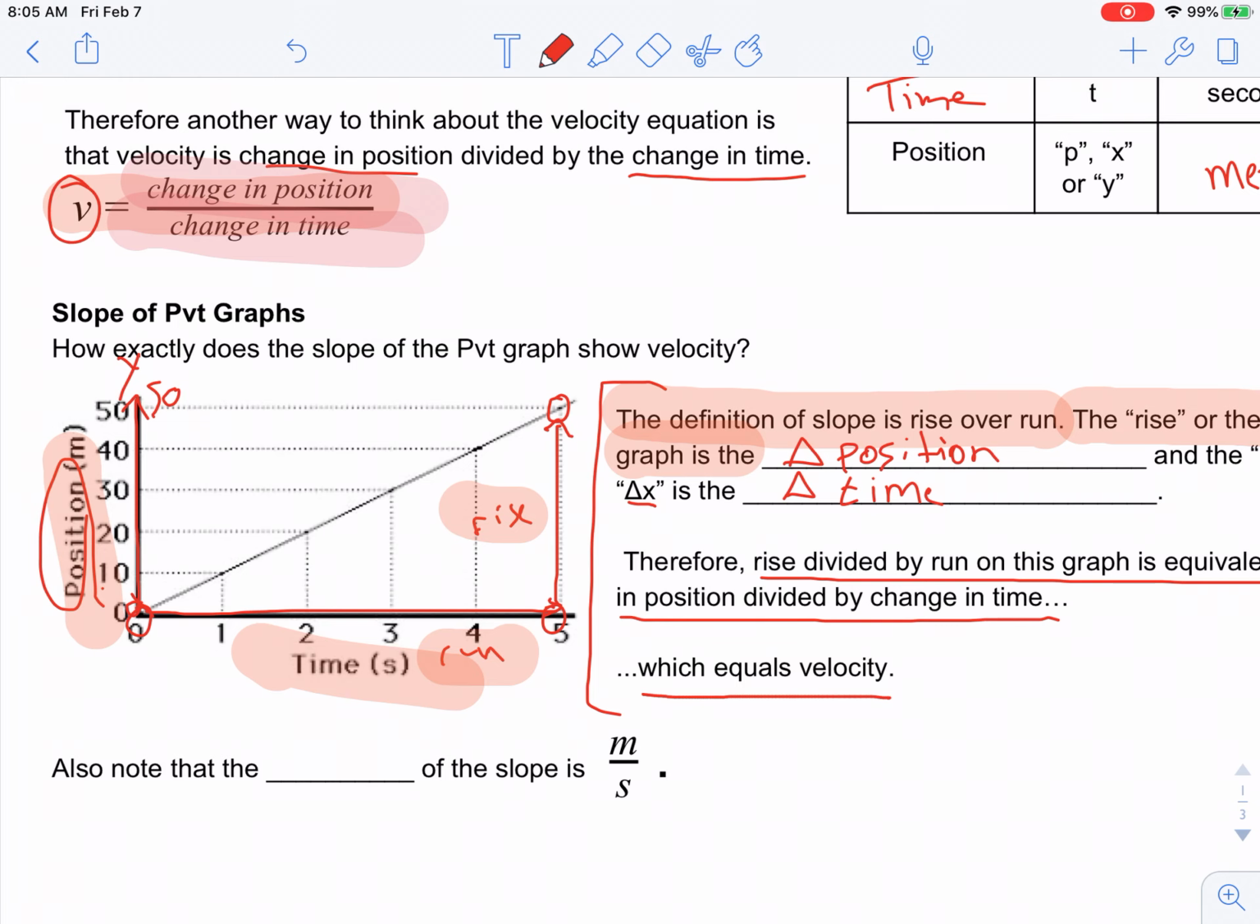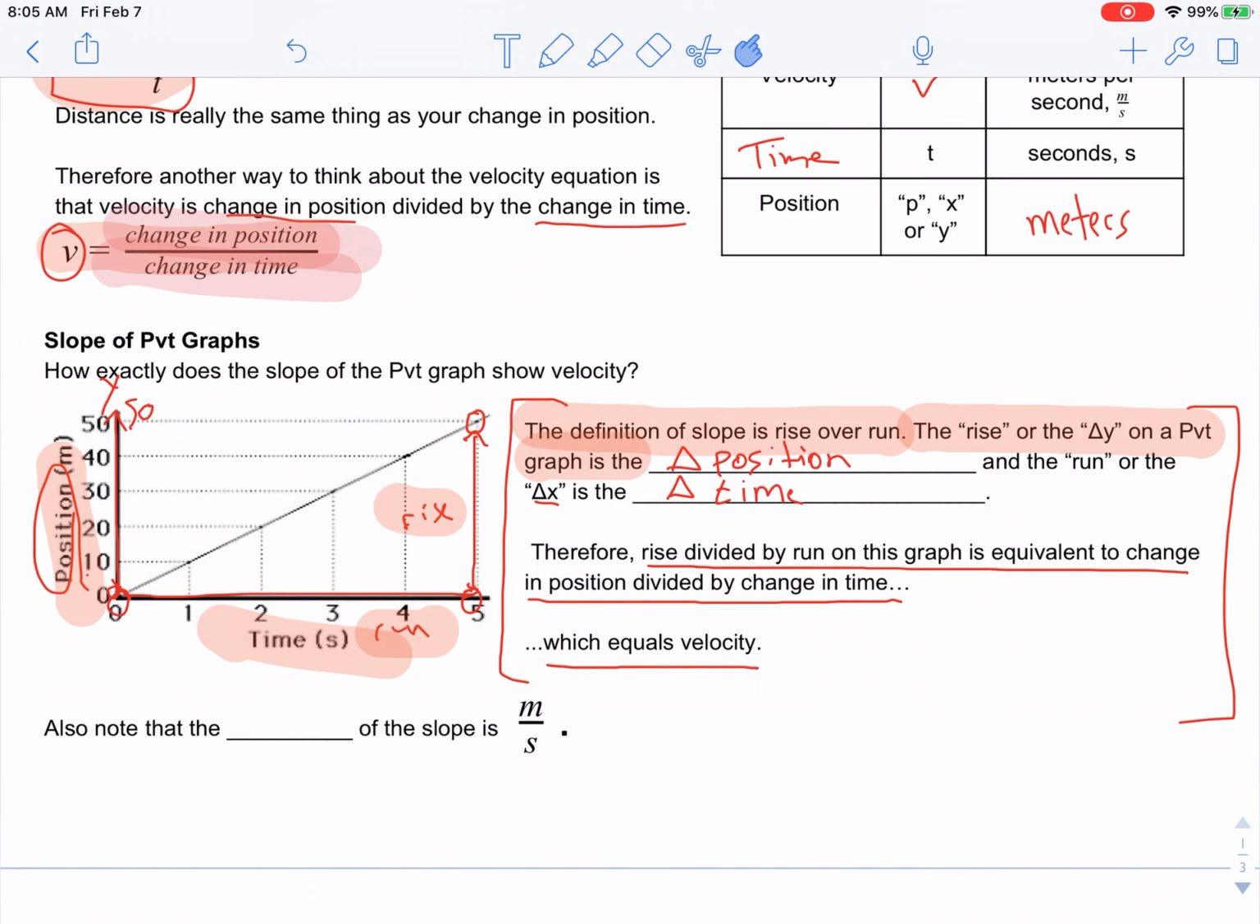Okay? I bet some of you are saying, okay, yeah, obvious. But the reason why I'm going slow is because I want you to be able to say this. If I say, hey, can you tell me what's the slope of a position versus time graph? Well, the definition of slope is rise divided by run, and the rise on a PvT graph is the change in position, and the run is the change in time. Therefore, the rise divided by run on a graph is equivalent to the change in position divided by the change in time, which is velocity.